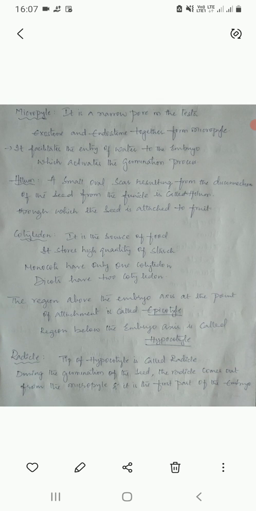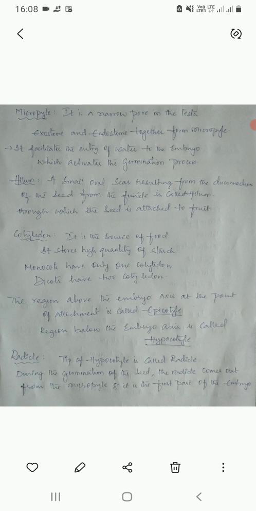Hilum is a scar-like region. Whenever we observe any seed or any ovule, there is a scar-like region when we pull off the ovule or the seed. That small scar-like structure which we observe is nothing but the hilum. In the previous class, while learning types of ovule, I showed you this hilum part, right? The place where the funicle is attached is called hilum.